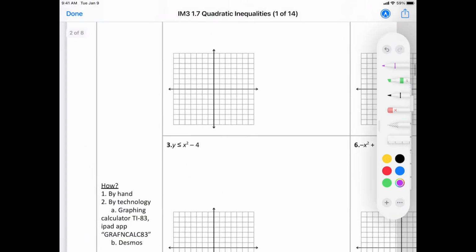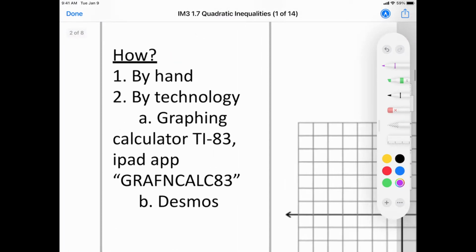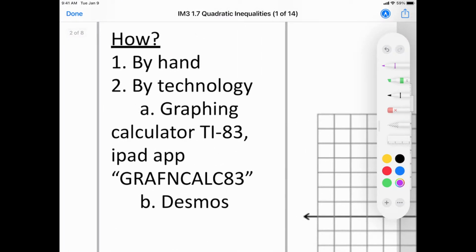Okay. How do you do this? We're going to do this by hand. You shouldn't just put it into the technology and get a graph. We'll eventually just do that. But if you can't graph it by hand, you might want to go back to lesson 1.1 and 1.2 about graphing in standard form.